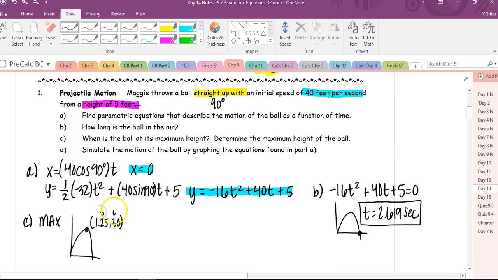So remember, this is t and this is y, so that's saying at 1.25 seconds the ball is at its max height of 30 feet.